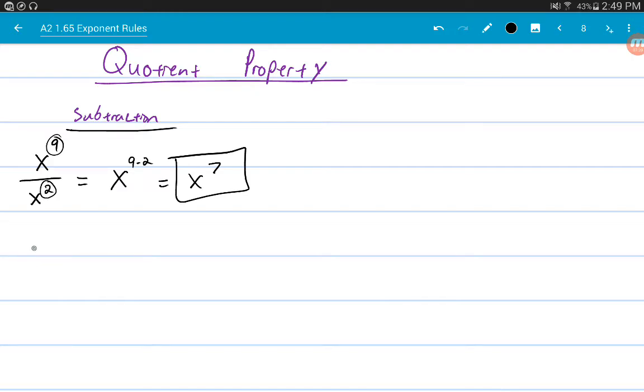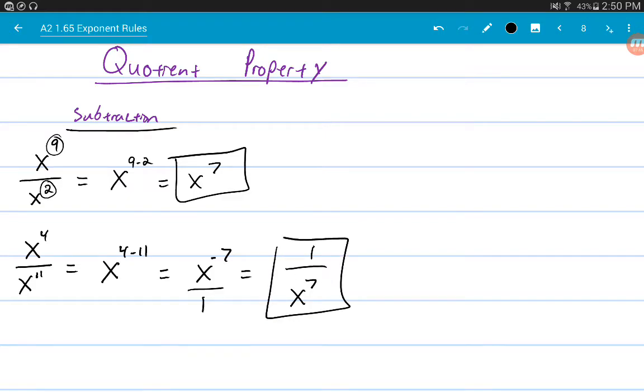If I had something a little different, if I had x to the 4th over x to the 11th, that's equal to x to the 4 minus 11, which is x to the negative 7, and in order to make that positive, I've got to move it down, so I get 1 over x to the positive 7.